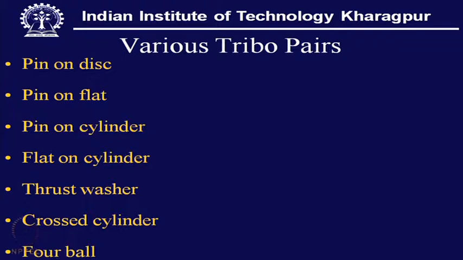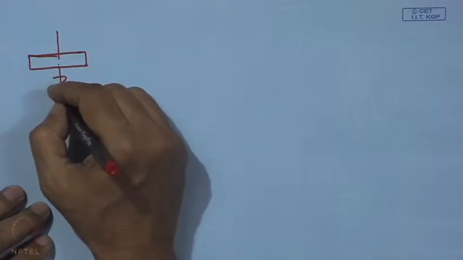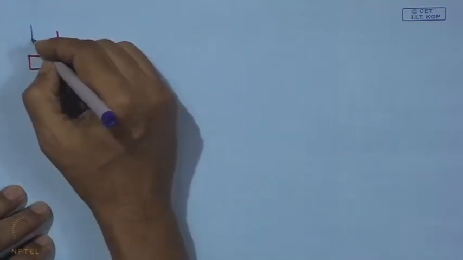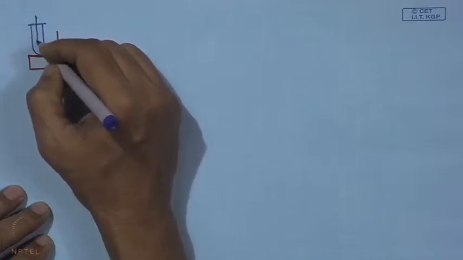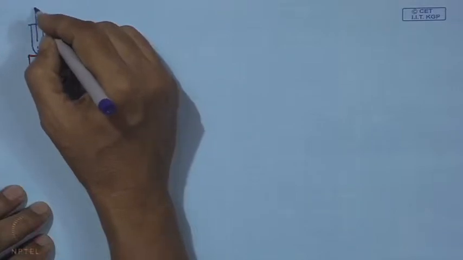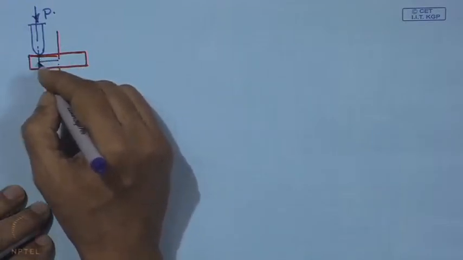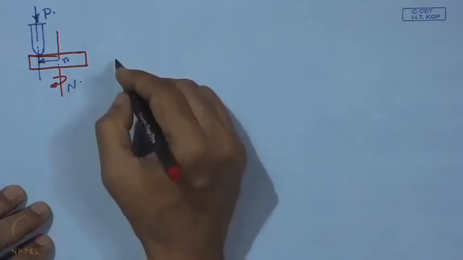But let us look into various tribopairs which we can commonly identify and see in practice. One is simple pin on disc. This is a disc which has one axis of rotation, and on that we can put either a pin or a ball, with peripheral arrangements so that they are properly fixed in a fixture and it serves like an apparatus. This pin is loaded with a force P, the RPM is N, and this is the radius where the pin is in contact. Instead of that pin we can also have one ball.